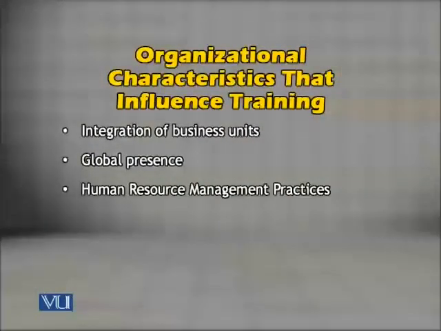So these were the various organizational characteristics that influence the training function. The most important of them is the human resource practice mix of the organization, which we are going to discuss in the next session. How your human resource practice mix affects the training function of your organization. So in this lecture, we have discussed the rest of the organizational characteristics that influence your training function, which is the roles that employees are supposed to play in your organization, the top management support, the integration of your business units, and the global presence of your organization.